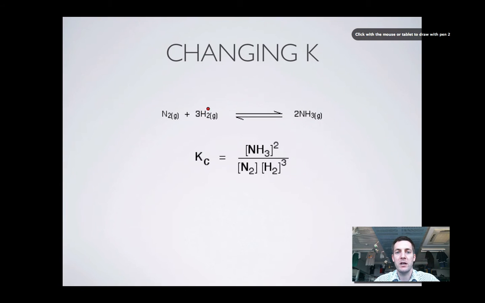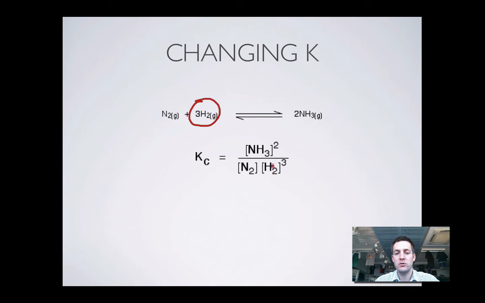We've been looking at things like adding and removing reactants or products. So let's say we put some more hydrogen in here. What would happen to the value of K? Well, this value would increase. But Le Chatelier's principle tells us that if we increase this, the system will try to lower it, and it will do that by reacting these two things together to make more of this.